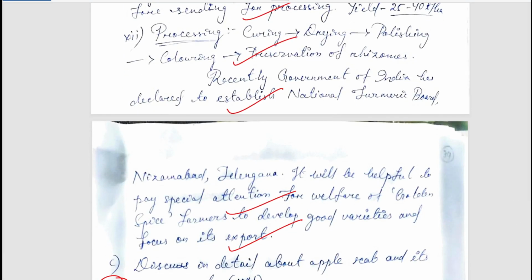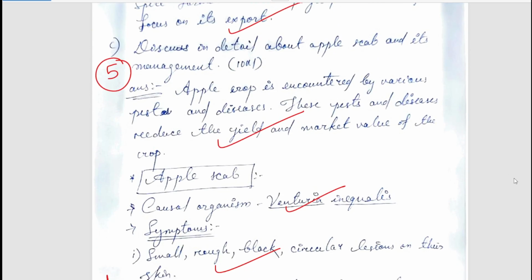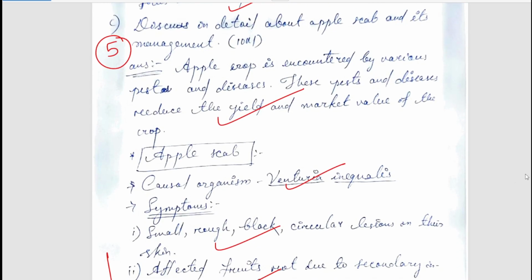If you divide in such a way that Kharif crops, Rabi crops, Zaid crops, you will see that most of the things in Kharif crops will be similar. In Rabi crops, it will be similar. So you can make a rough diagram of it so that it is easier for you to write package of practices. The next question is discuss in detail about apple scab and its management.